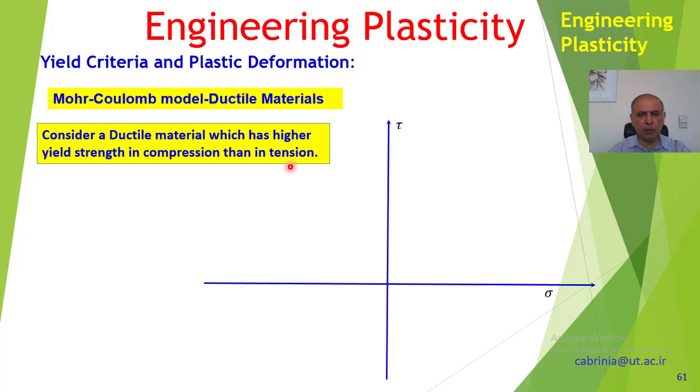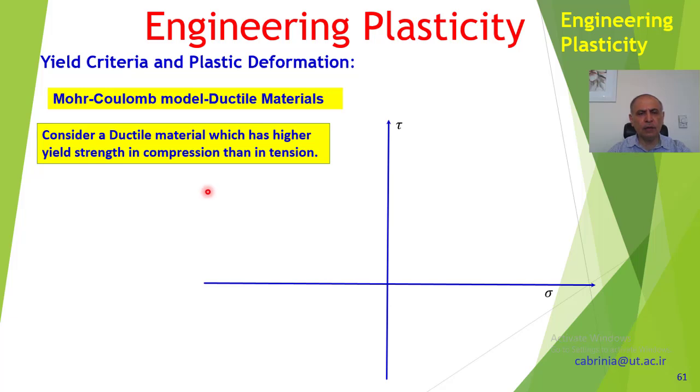Now, I have mentioned before in the introduction that some materials exhibit different yield strength values in tension and compression. In other words, if you test this kind of material in a tensile test, you get a value for the yield strength, and if you test it in compression, you will get a different value for the yield strength. Sometimes the yield strength in tension is higher, sometimes the yield strength in compression is higher.